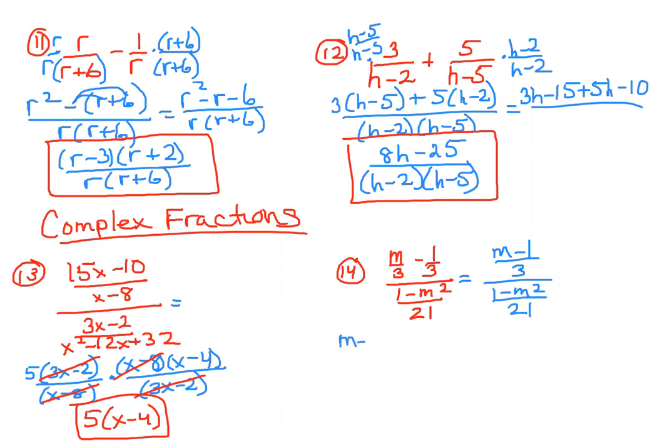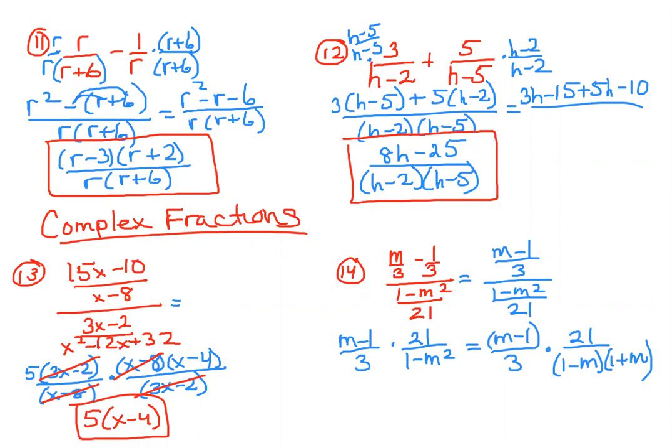So I'm going to write the numerator times the reciprocal of the denominator. Then I'm going to factor the things that I can, which is just this 1 minus m, 1 plus m. And what can I cancel? Well, 3 goes into there once, 3 goes into there 7. Can I cancel m minus 1 and 1 minus m? Yes, only if I put a negative. So I end up with negative 7 over 1 plus m for my answer for number 14.